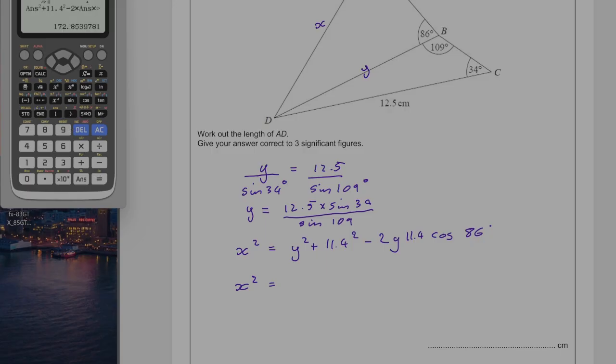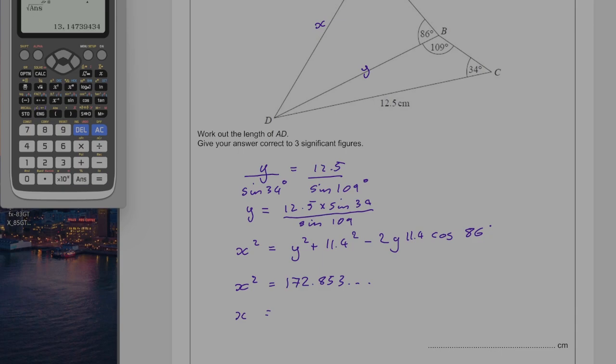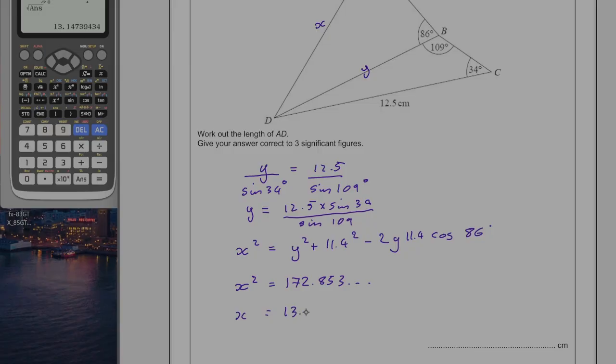And that gives me my value for x squared. So I'll write that down, 172.853..., to imply that I've not rounded it. So x is going to be the square root of that then. So square root of my last answer gives me 13.1. Again, I'll write that down without any rounding. So 47... Then I want three significant figures, so I'm going 13.1.